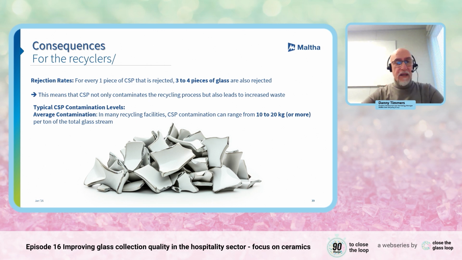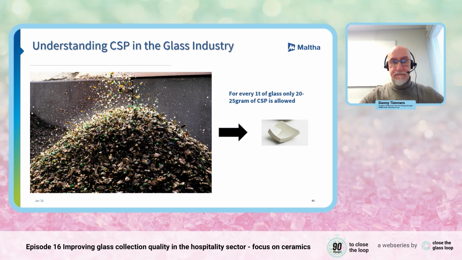If you then look into the quality check of our incoming streams, and I keep it on the low level, an average of 10 to 20 kilograms of ceramics input in 1 ton of incoming glass is really still on the low level, but this is what we face every day. So there is still a lot of this material and a lot of benefit to gain from this.